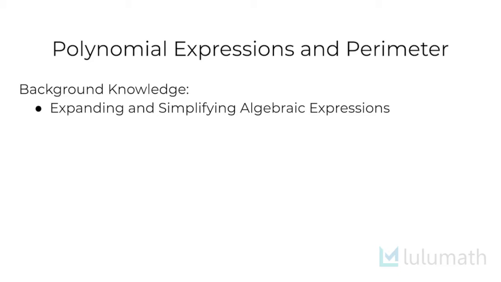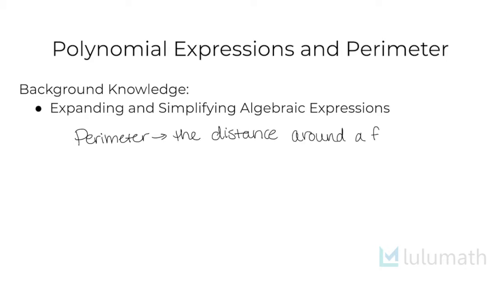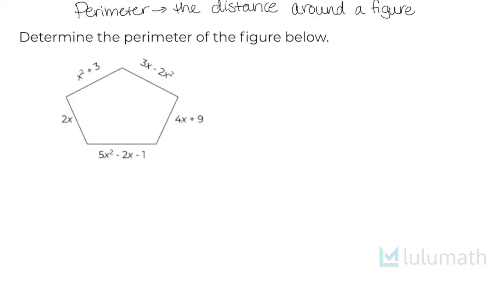So now before we do anything else, we need to identify what perimeter is. Just a reminder that perimeter is simply the distance around a figure. In this example, we're asked to determine the perimeter of the figure below, and our figure has 5 different sides.